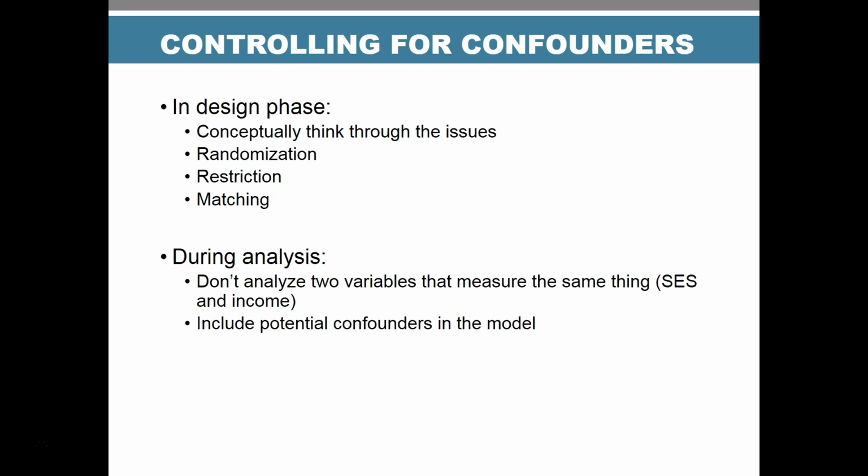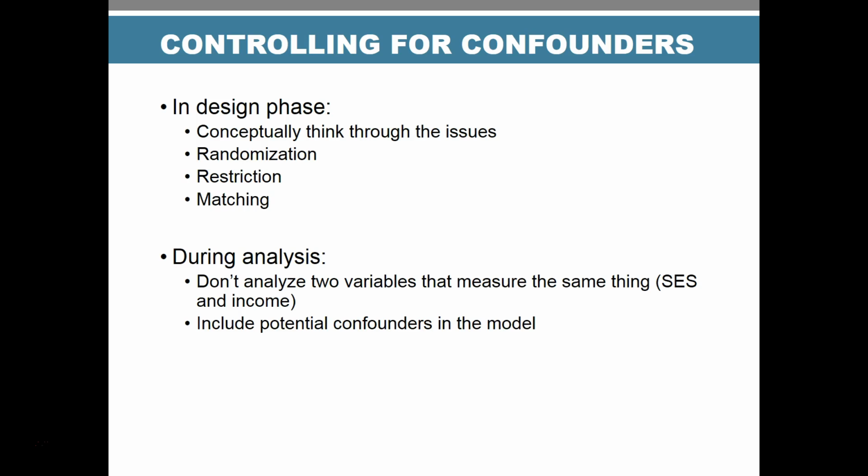During analysis, I'm going to control for this by not analyzing two variables that measure the same thing. For example, socioeconomic status and income. There are some exceptions, obviously, but for the most part, socioeconomic status and income are very highly correlated. And if I put them both into my analysis, it's going to distort my results. So I only include one variable to measure one thing.